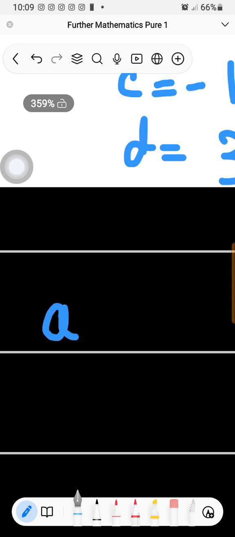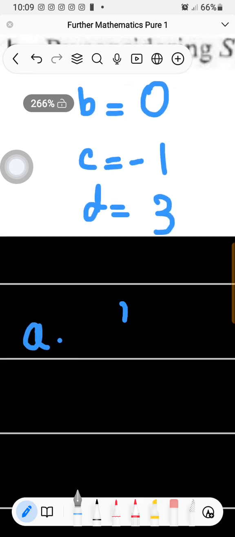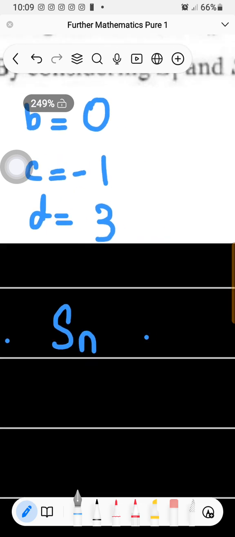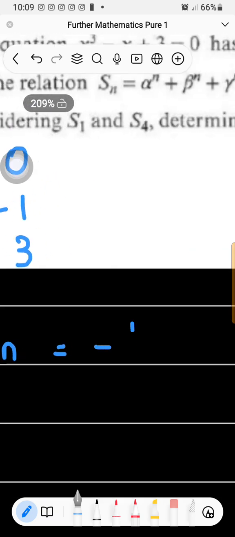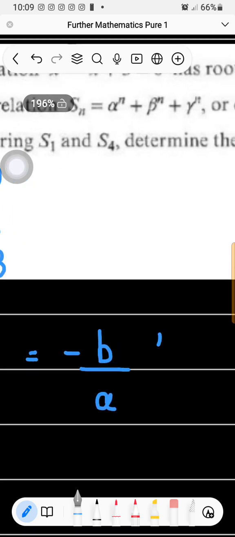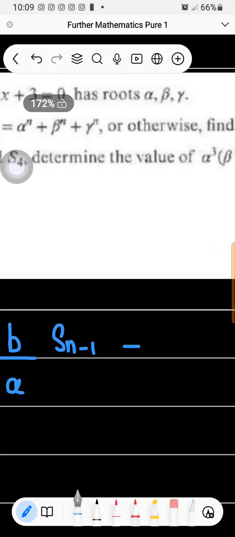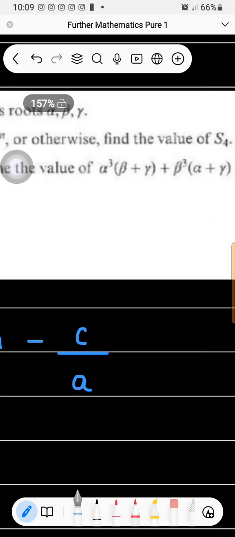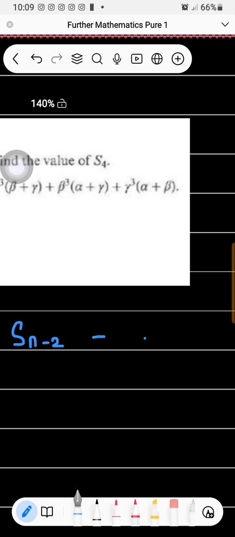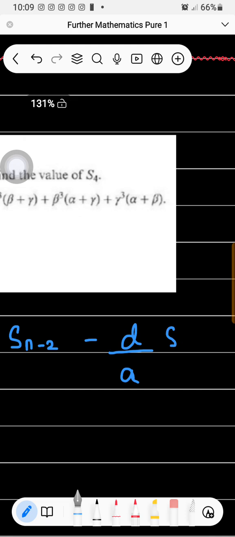First we will write what the formula is. The formula is Sn equal to negative b upon a Sn minus 1, negative c upon a Sn minus 2, negative d upon a Sn minus 3.